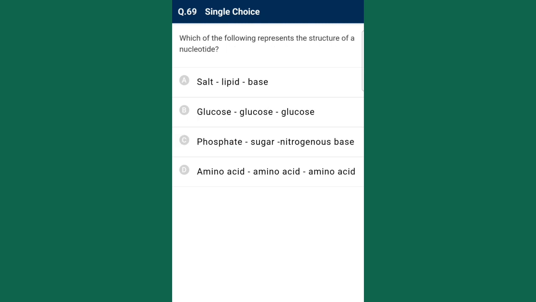Question number 69. Which of the following represents the structure of a nucleotide? Phosphate, sugar and nitrogenous base together are called a nucleotide. A nucleotide without the phosphate group is called a nucleoside. So the answer for this question is option C. Phosphate, sugar and nitrogenous base.